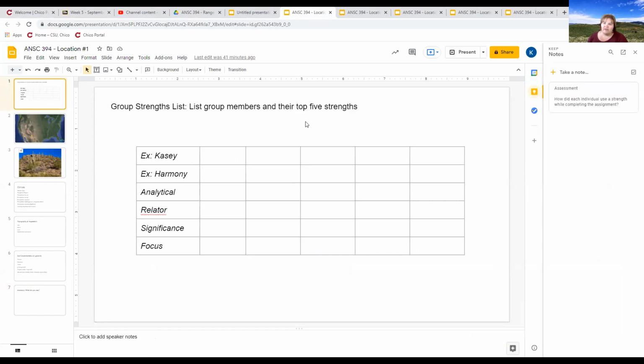The first thing you're going to do is go through and list out in the top row the different individuals in your group, and then your 5 strengths. It doesn't have to be in any particular order, just your top 5. I used this example here. It's in italics because it's just an example. So those are my 5 top strengths.